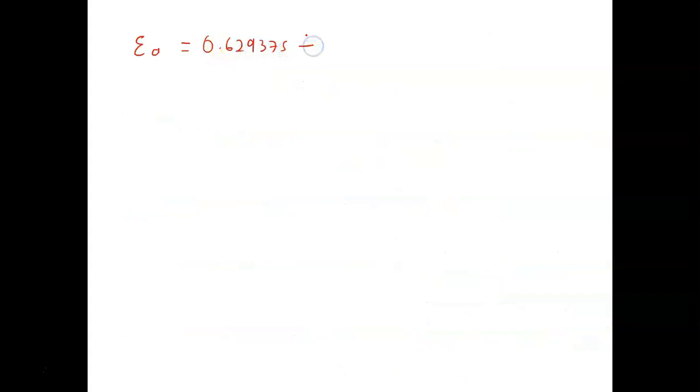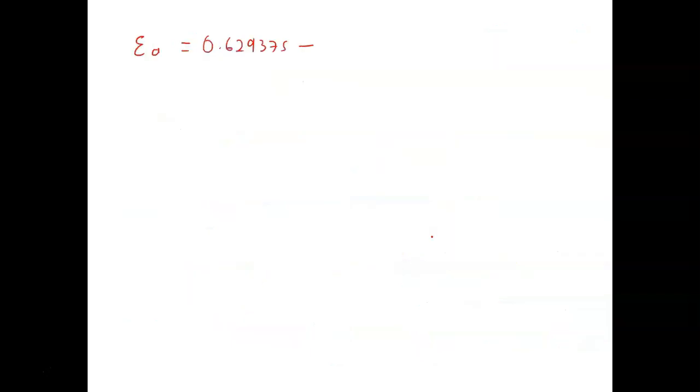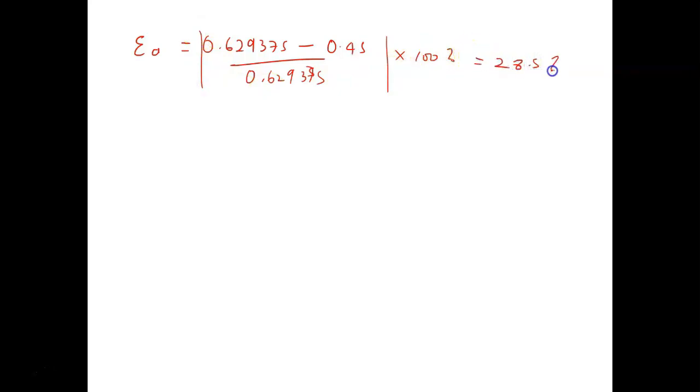0.62975 minus the previous one, which is 0.45, the previous y, the initial prediction of y, which is 0.5, divided by 5 times 100%. This is the absolute value, and you get 28.5%.